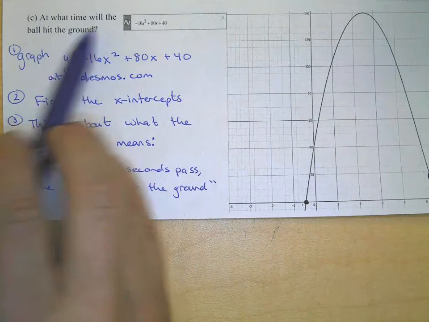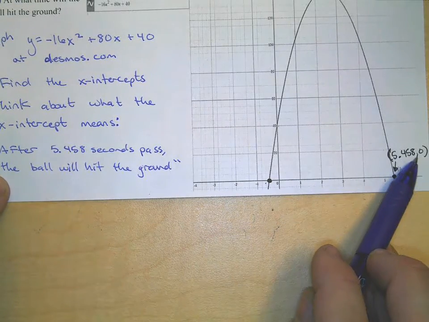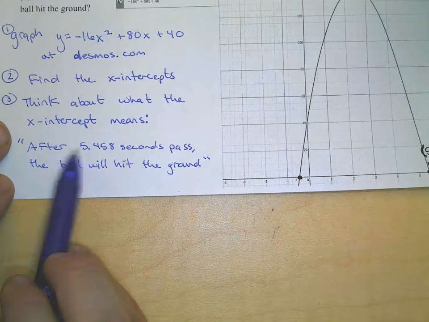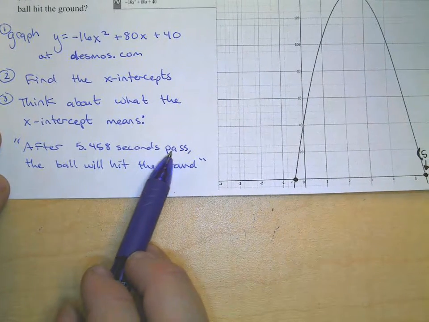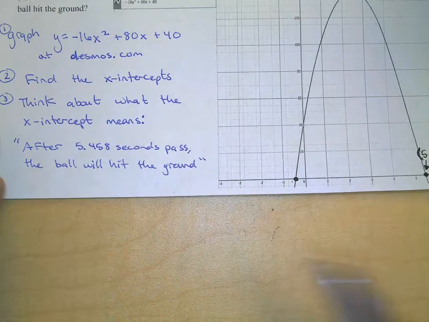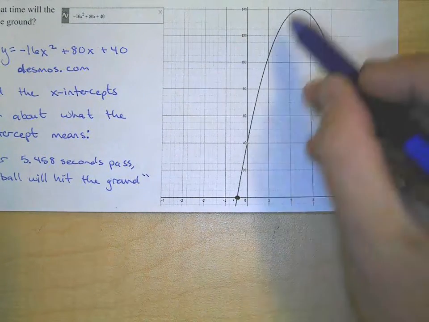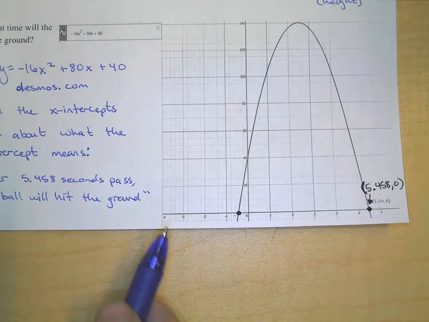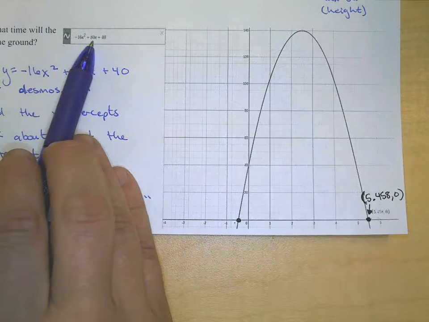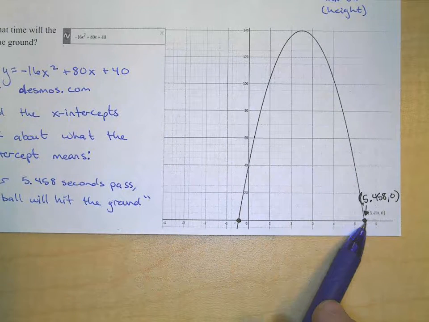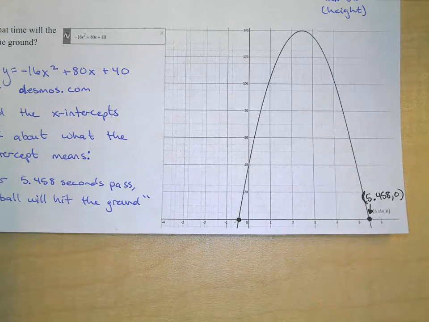So I'm answering the question of what time will the ball hit the ground? Well, the ball hits the ground when my y value is 0, so I'm just finding that x-intercept. And I can say, well, after 5.458 seconds pass, the ball will hit the ground. And that's how we answer that. So I'm asking you to use Desmos to graph our equation that we're given from the problem, and then interpret what this x-intercept means.